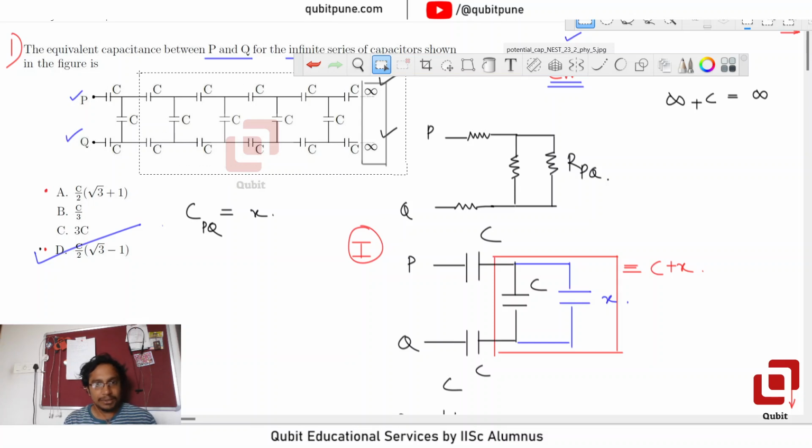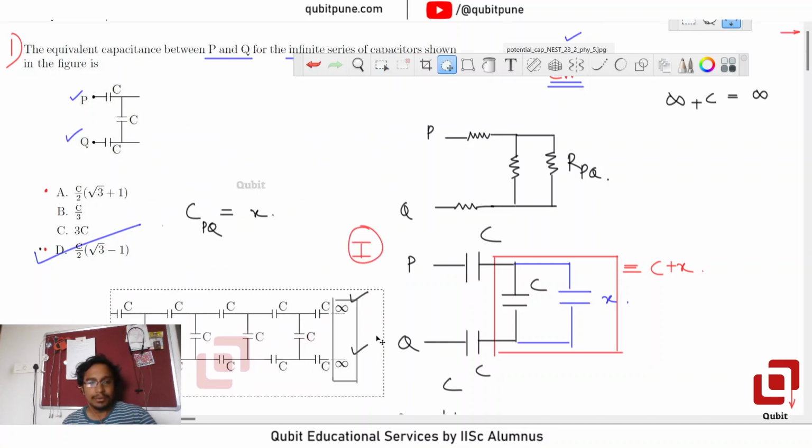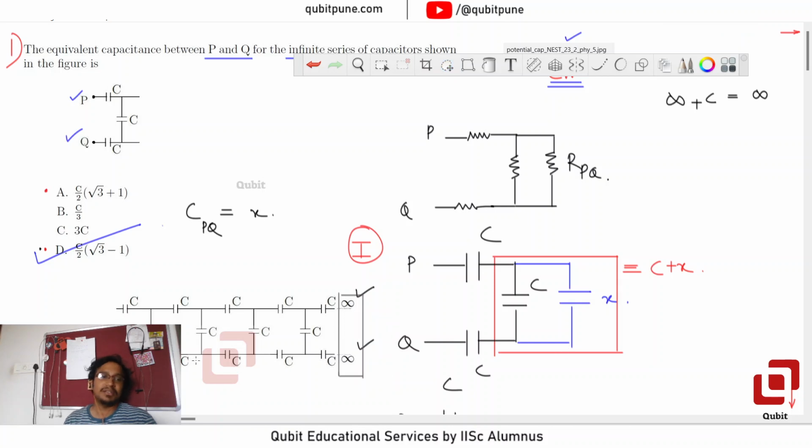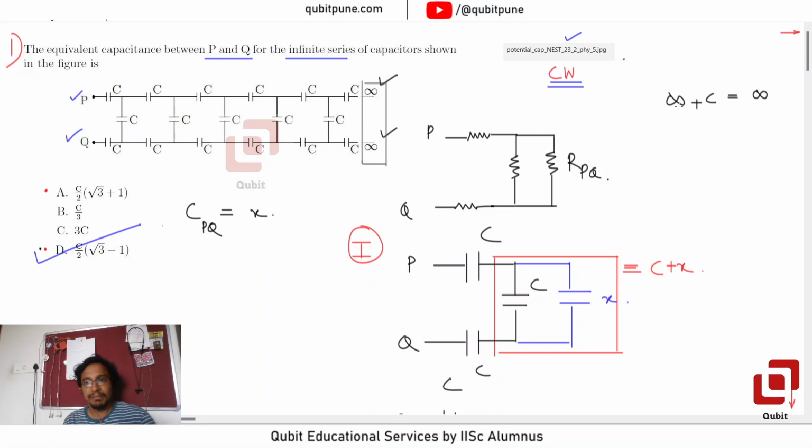If I take this out and give this to you, you will say, okay, this will still be PQ, correct? So, mathematically we say infinity plus c is infinity, where c is a real number. Okay, and then we did that. Got it? So that's why at the beginning we discussed the same thing for resistors also. Maybe you are more familiar with resistors.